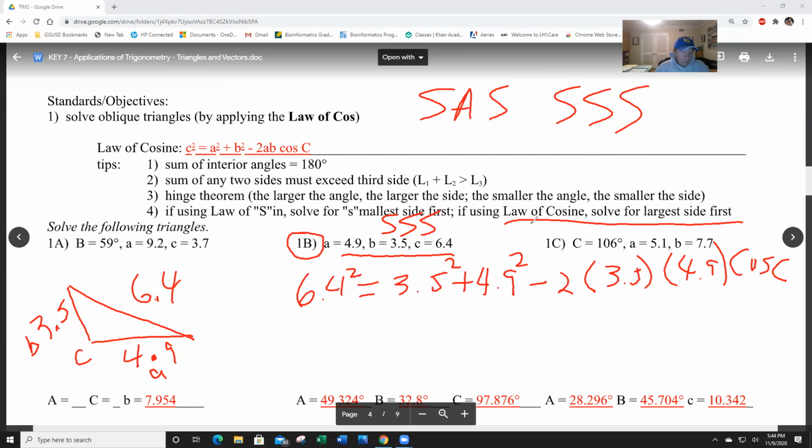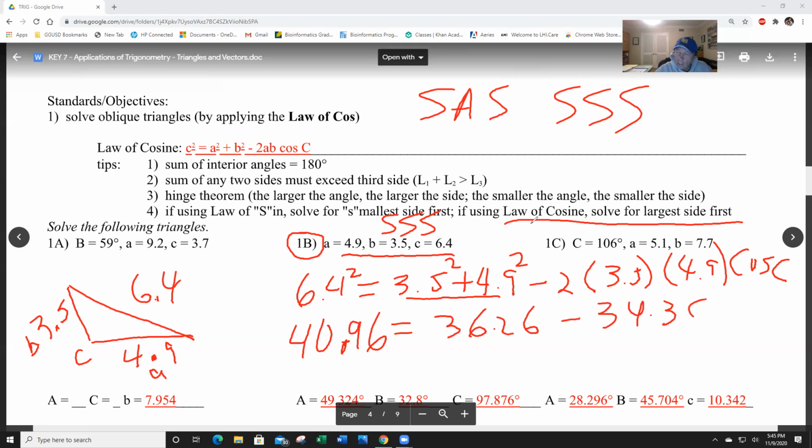Okay. So let me kind of walk through this. I will not break the calculator out, but I'm still going to walk you through this. Okay. So this is 40.96. Okay. Equals, and then these two combined is 36.26. All right. And then this is minus 34.3 cosine C. Okay.